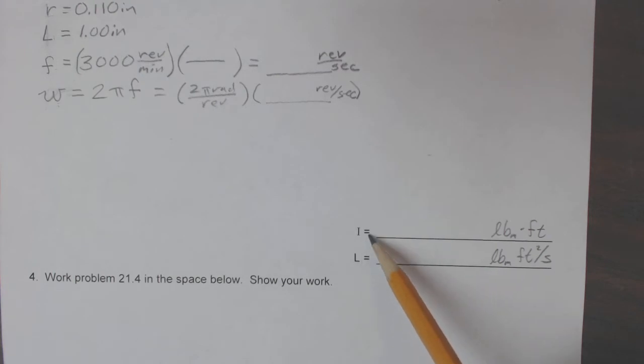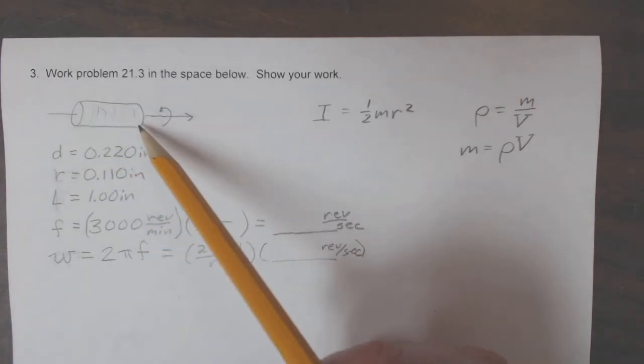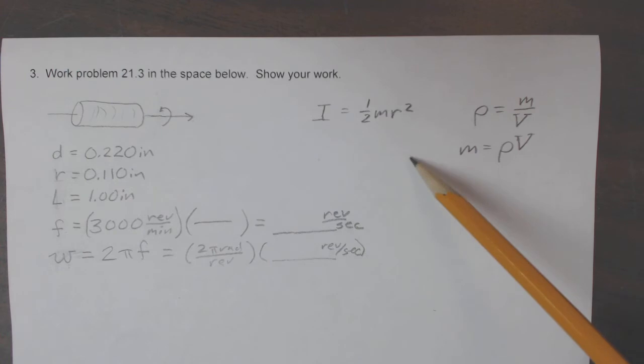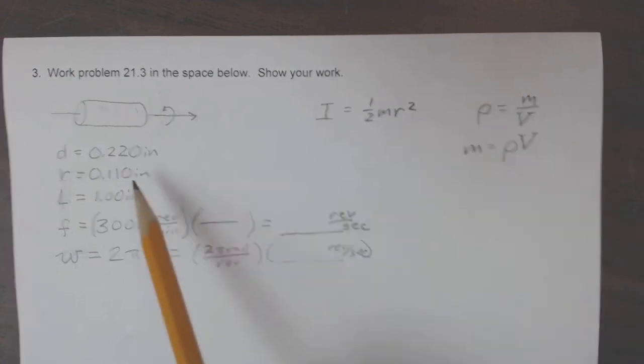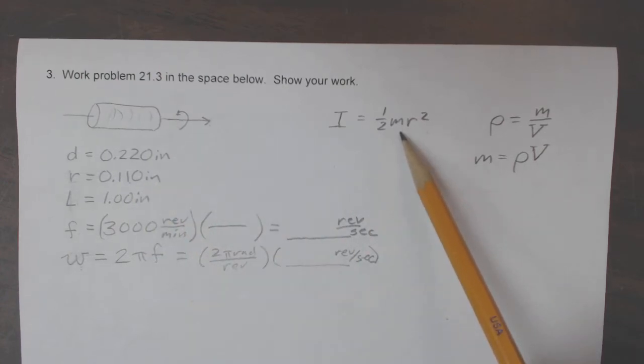Let's go for the I first of all. What you'll need to do is figure out that for a shape like a disc or a long cylinder with the axis of rotation through the middle like this, the moment of inertia is 1/2 mr squared. Now you already have the radius right here, but now we need to figure out what the mass is that we plug in right there.